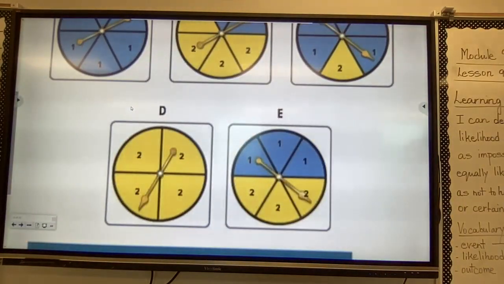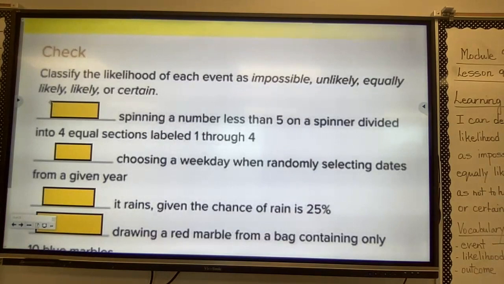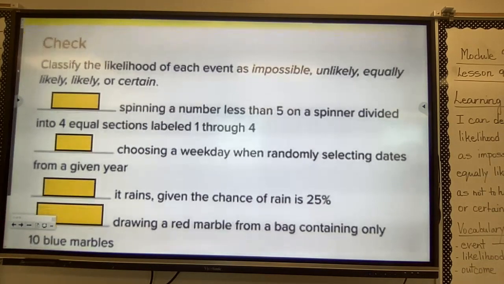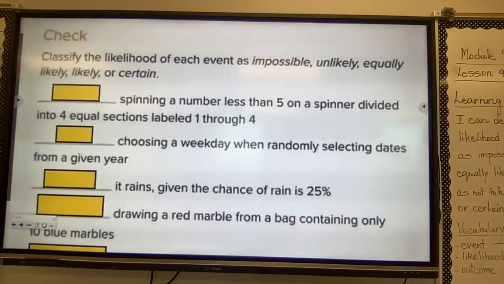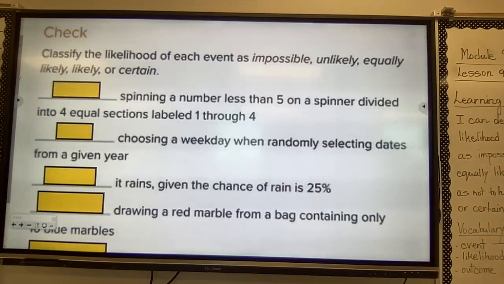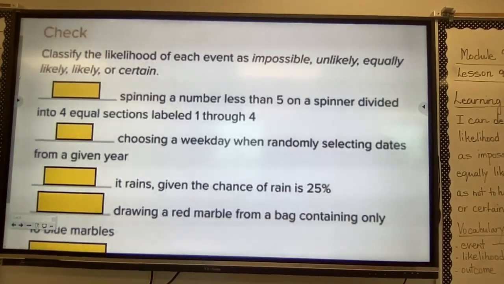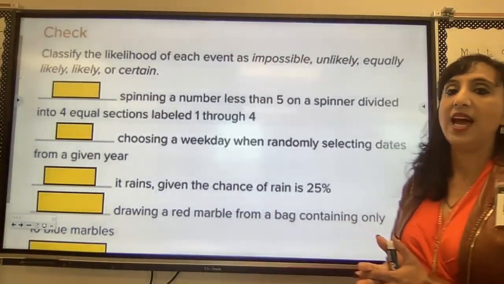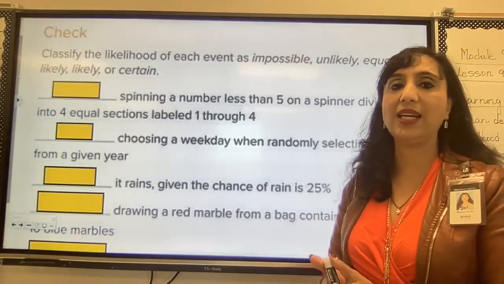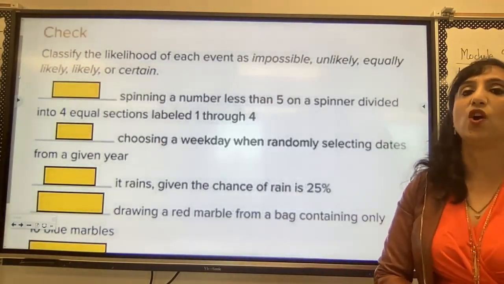Okay. So let's talk about one more slide with some examples of the likelihood of something happening or not. Classify the likelihood of each event as impossible, unlikely, equally likely, likely, or certain.